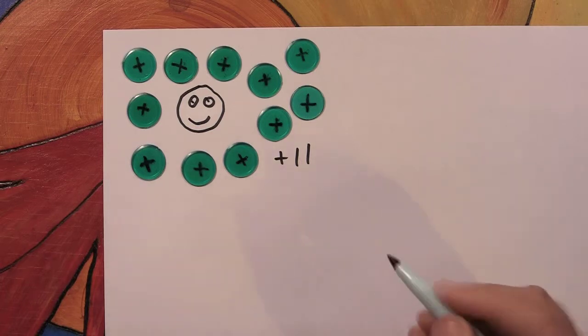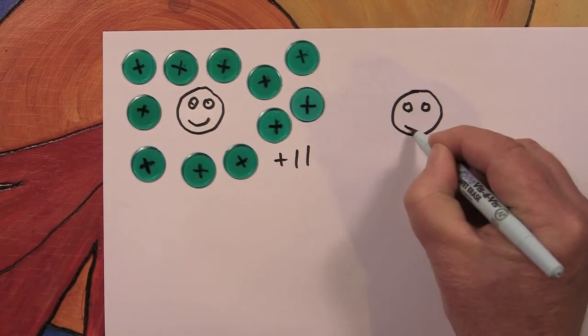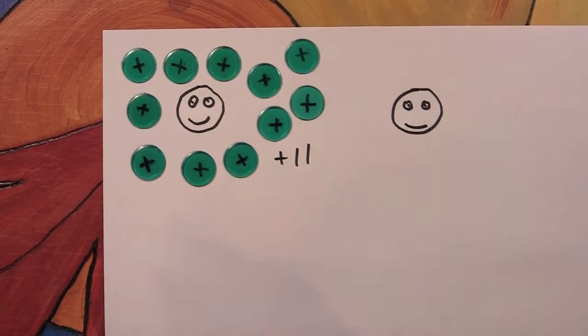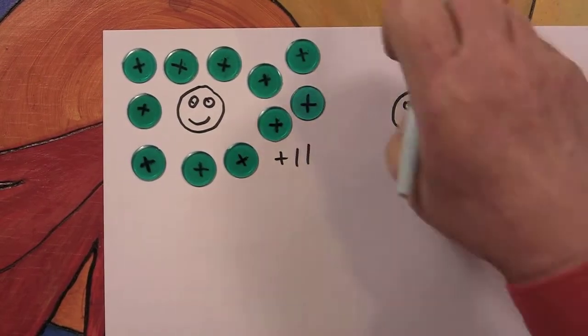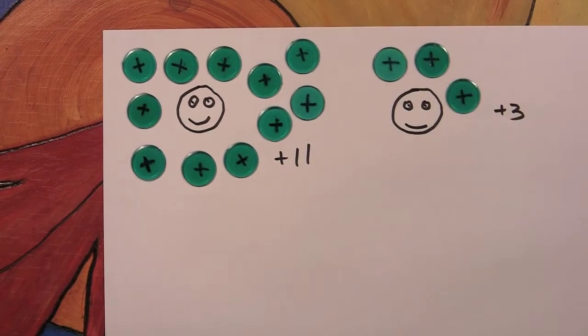Let's do another example. Here is just positive 3. Let's see what that looks like. Well, positive 3, a little more gentle positivity than 11. This is what I think of as positive 3. Just 3 positives. Not so big a smile, but hey, still to the positive.